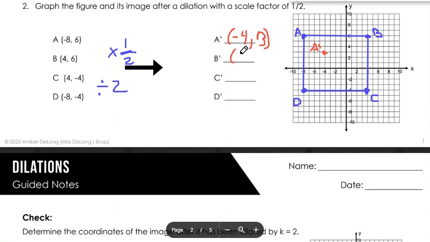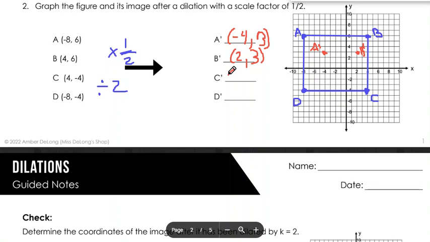4 divided by 2 is 2. 6 divided by 2 is 3. So that's going to be 2, 3. So I'm going to go over to 2, up to 3, and there is my new point for B prime. So remember, the prime just means what your new point is after your transformation, and you put the little tick mark next to it.